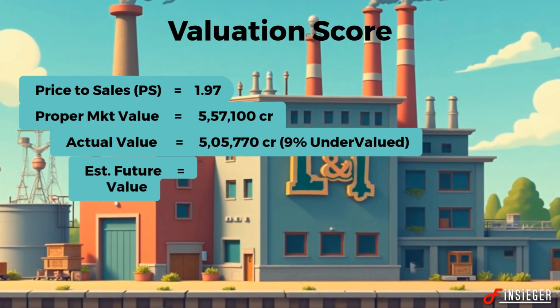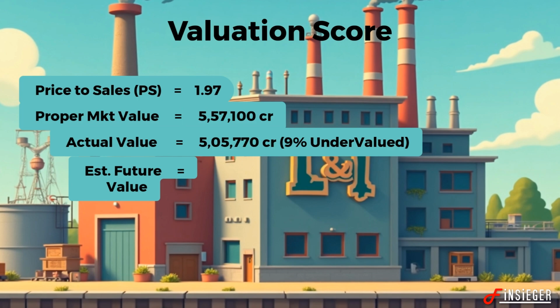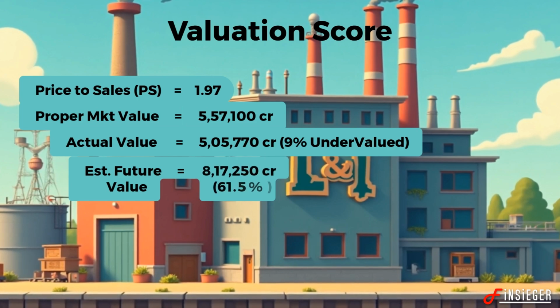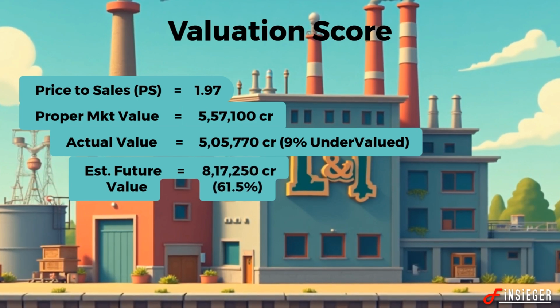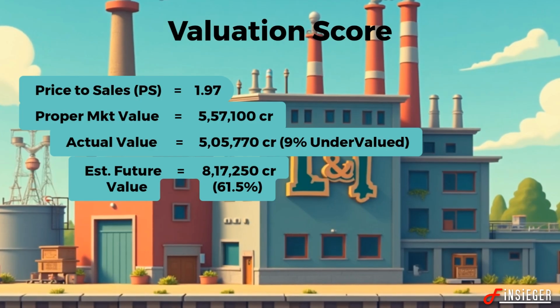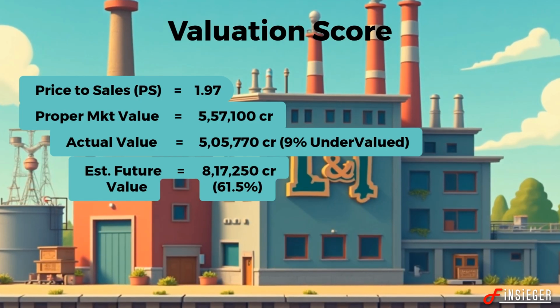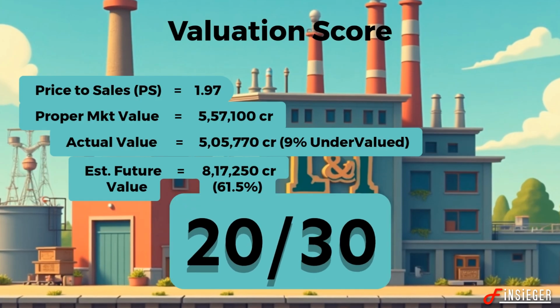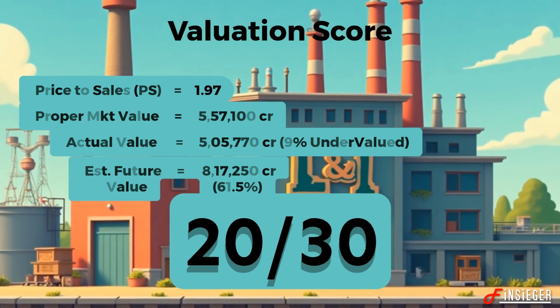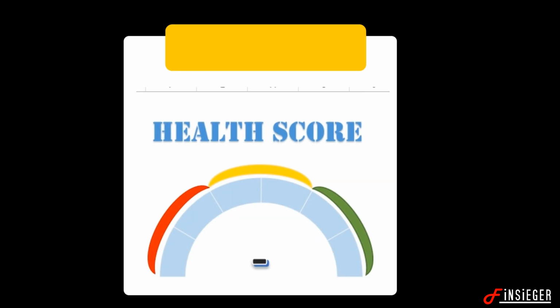By estimating future value using CAGR, NPM, and PE, we get a forecasted value of 8,17,250, which shows 61% returns in the next 5 years. Hence we reach a score of 20 out of a possible 30 in valuation. So after evaluating all the points, the final score for L&T is 71 out of a possible 100.